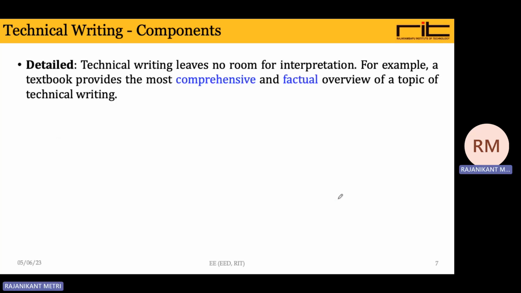Next is detailed. Technical writing leaves no room for interpretation. For example, a textbook provides the most comprehensive and factual overview of a topic. Say we use many technical books, and they give no ambiguity and no room for interpretation. It is given in detailed form with detailed descriptions, diagrams, and figures, and it is based on the comprehensive and factual overview of that technical subject.